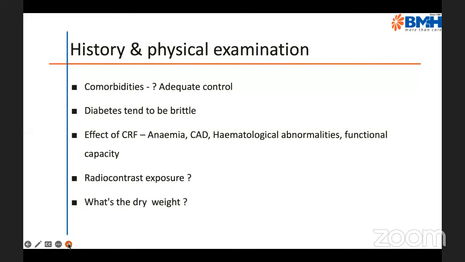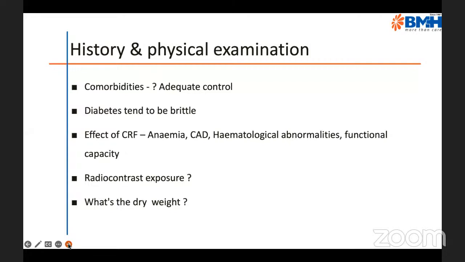And check the comorbidities the patient has in the history, whether they are adequately controlled, whether the hypertension is controlled, whether the patient has strict diabetic control. What are the HbA1c values? The diabetes tends to be brittle, that is very difficult to control. There will be periods of hypoglycemia and hyperglycemia. And also look at the effect of uremia on the body, like anemia, coronary artery disease, hematological abnormalities, and the functional capacity of the patient. It also has to be noticed.